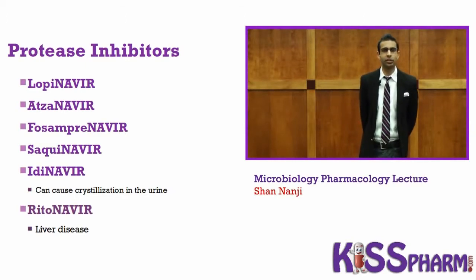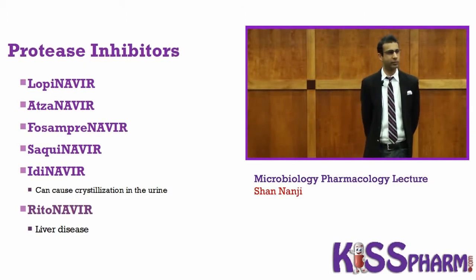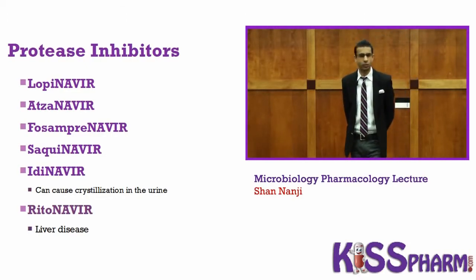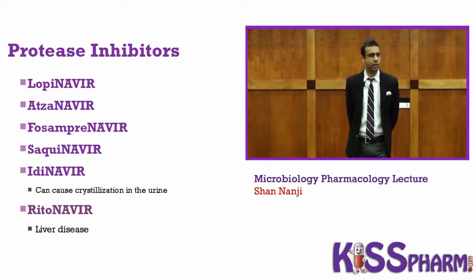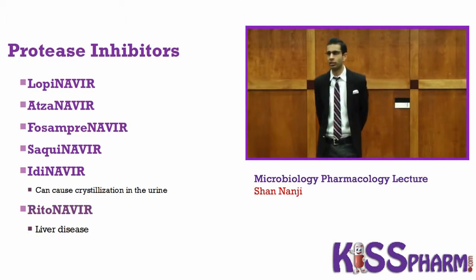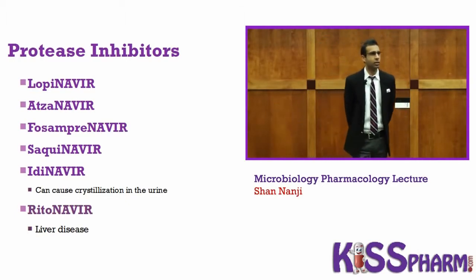There's one that can cause crystallization in your urine, and there's one that can cause liver failure. Alphabetical order: I comes before R, and crystallization comes before liver. So I, Navir, causes crystallization. R, Navir, causes liver failure.